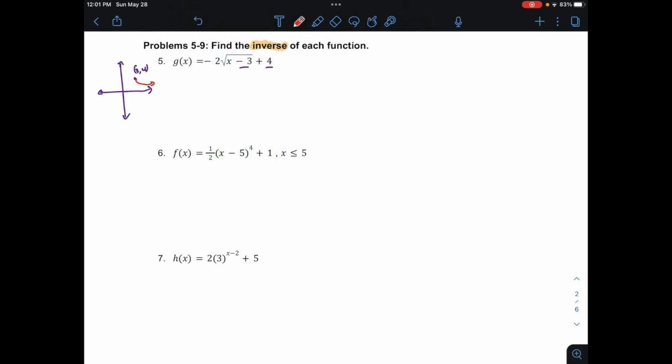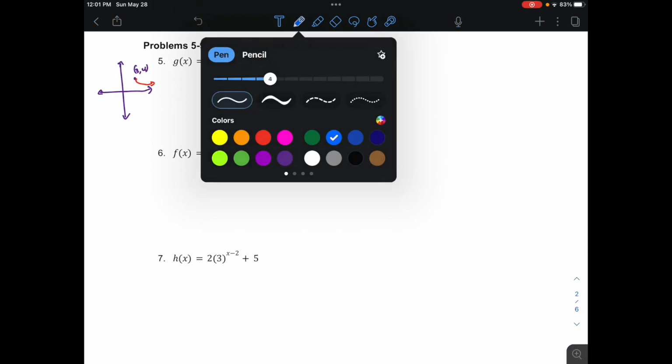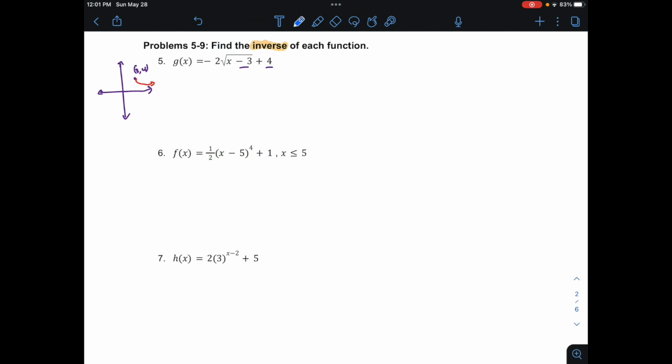Okay, so that is going to maybe help us when we go to take the inverse, because the inverse of a square root function is a quadratic. But we only want half the quadratic because the square root only sort of matches half the quadratic. So the process for finding the inverse is relatively straightforward. We say y equals all this and then switch x and y. x equals negative 2 square root of y minus 3 plus 4. And then we solve for y.